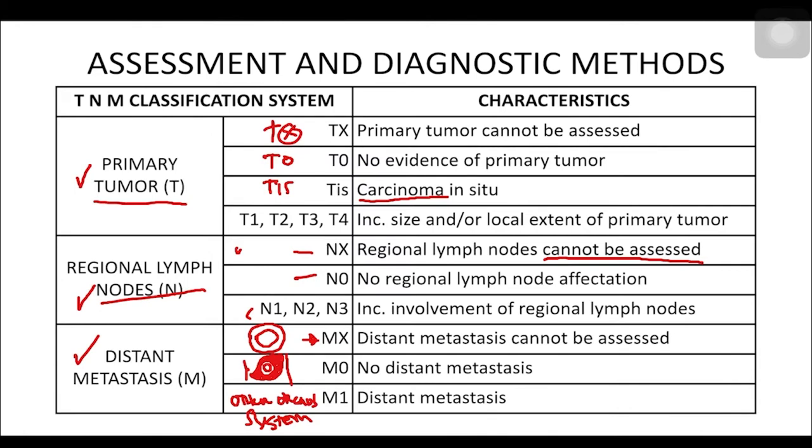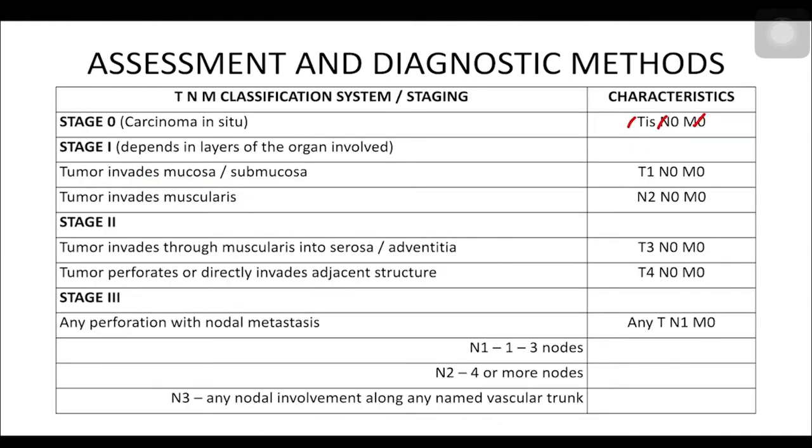Let's go back. For stage 1, for the classification and grading system, or staging system. For stage 1 of the cancer, the tumor invades the mucosa and submucosa. Therefore, you have tumor T1, you have no involvement of your lymph nodes and no metastasis.